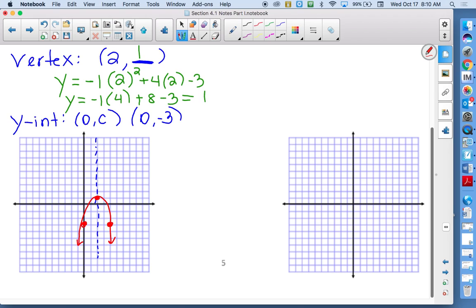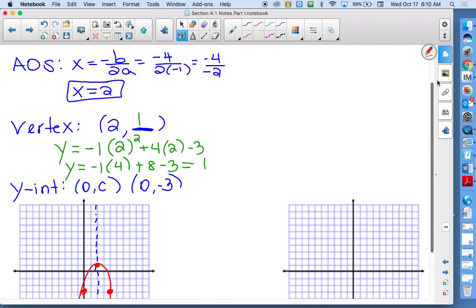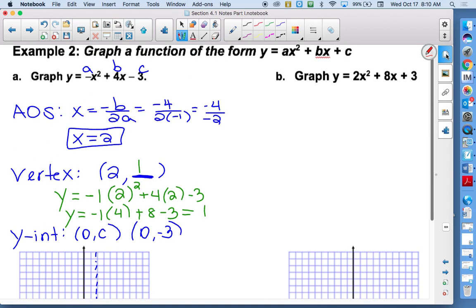Okay, so a lot of work. Not y equals mx plus b, not a quick graph. Because there is an x squared, an x, and a number. We've got more to the graph than just having the mx plus b. So we're going to see if we can graph another one, working through the same steps. So go back to the top.